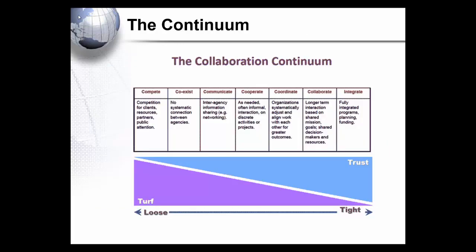In this continuum of collaboration, we see on the one side a turf mentality, and on the far end of the spectrum, a trust mentality. You see the various categories from competition, coexisting, beginning to communicate, cooperating, coordinating with one another, collaborating with one another, and then a full integration.